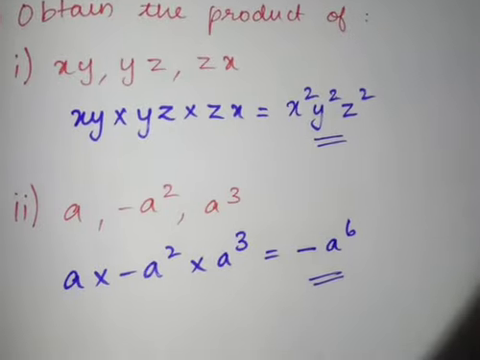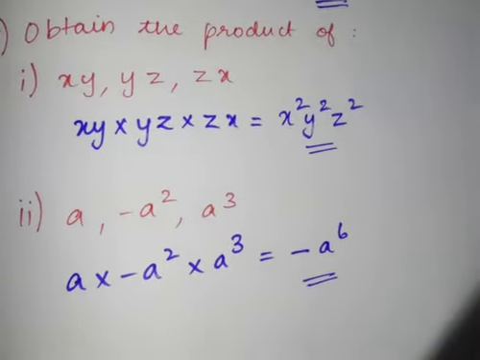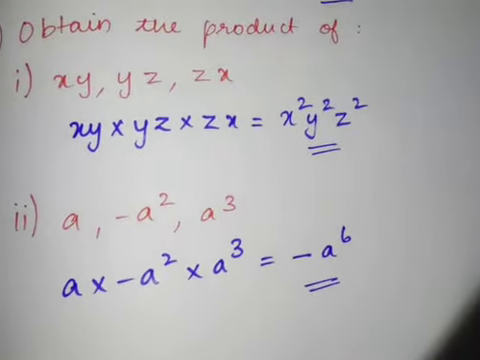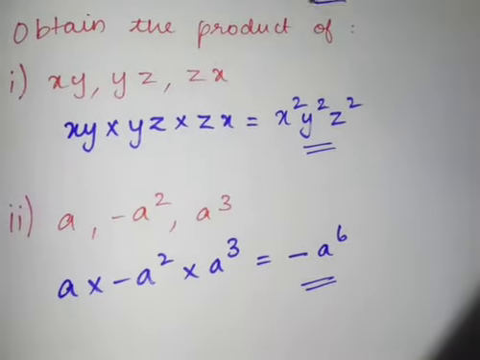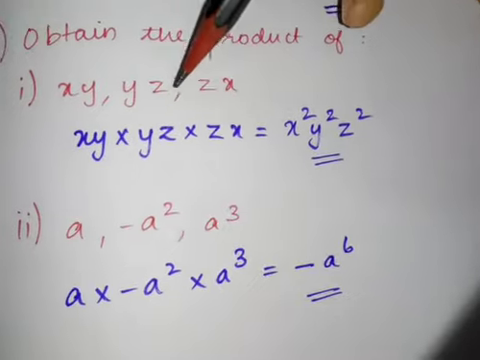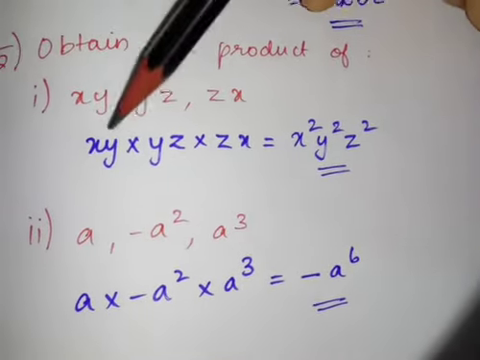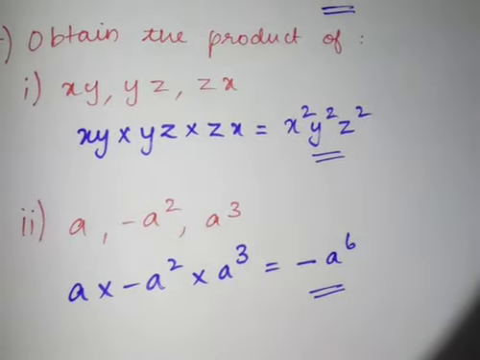Next is your fifth problem. I have written the answers, children. Just we can discuss this problem, okay? Because we have already discussed about this concept in the example problem. Obtain the product of xy comma yz comma zx, okay? Just multiplying all the three monomials.